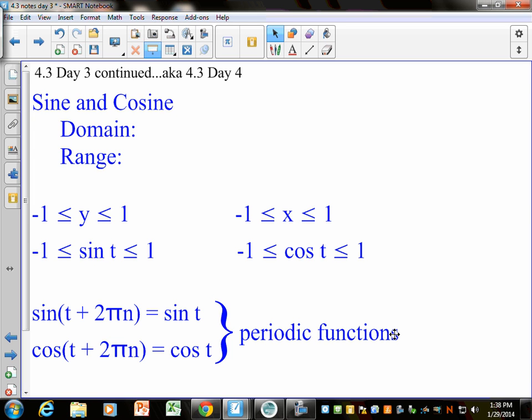You don't see it all at once. But sine and cosine. If I'm talking about the sine and cosine in terms of thinking about graphing and domain and range, you have to kind of separate that from the unit circle.